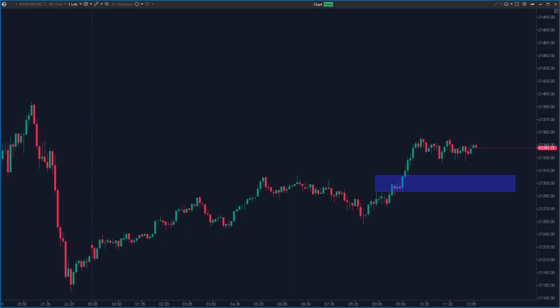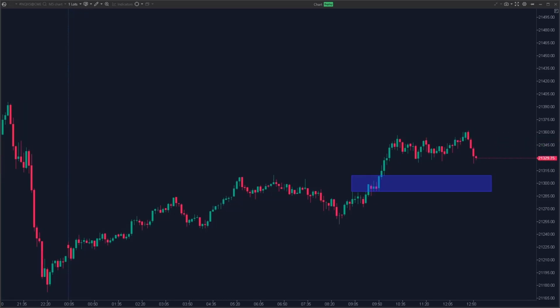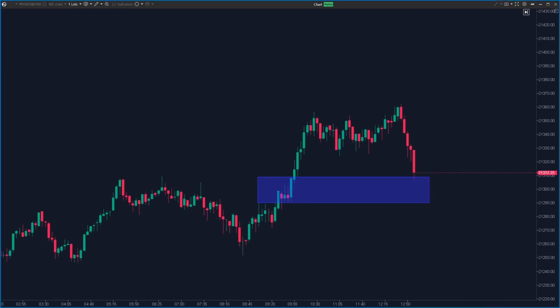Now, we've switched from the 30-minute Nasdaq chart to the 5-minute chart. It's always a good idea to identify key support and resistance levels on higher time frames before switching to a lower time frame for an entry. This approach helps refine the entry point.